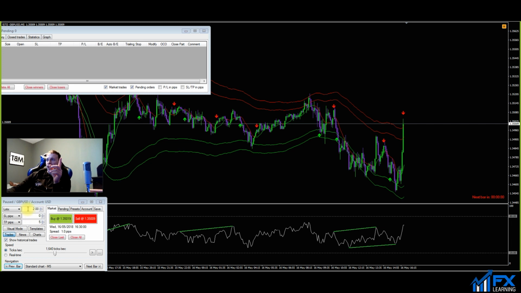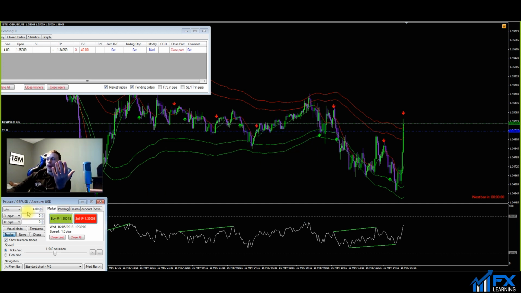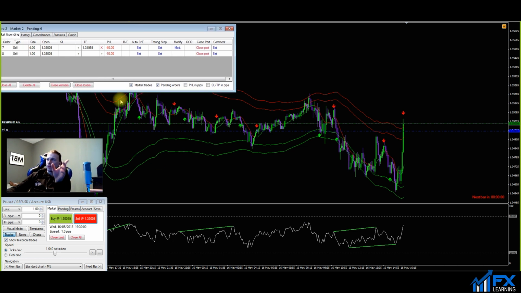I'm going to go with 4 lot sizes. I'm going to sell the market at 5 pips. As you can see here, I'm going to take another trade with 0 take profit, sell the market again. Okay, oh, I haven't got enough margin because I have extremely over leveraged my lot sizes. I won't even be able to do a 1 lot. Okay, let's try, just for concept, there we go. Okay, now hopefully my 5 pip take profit gets filled.